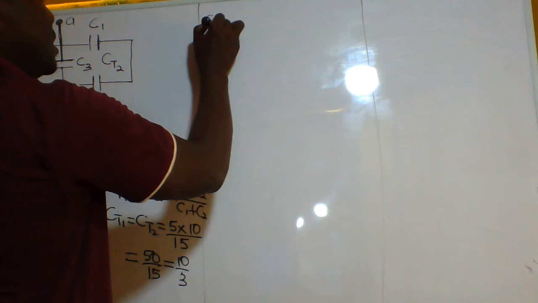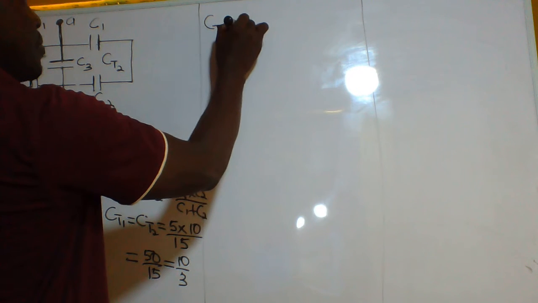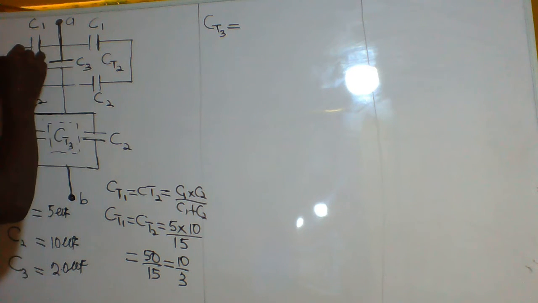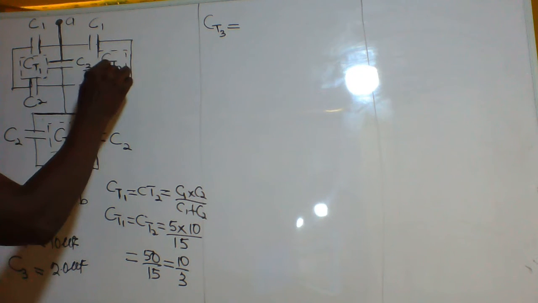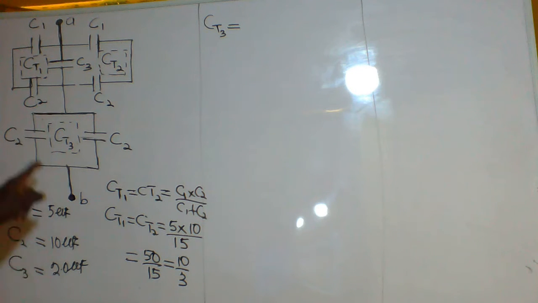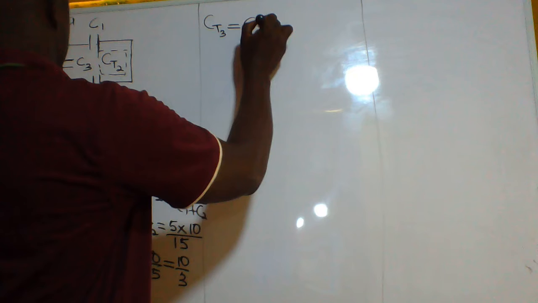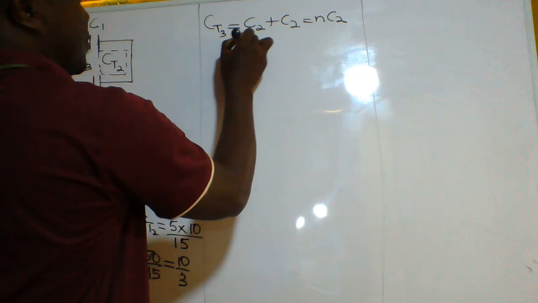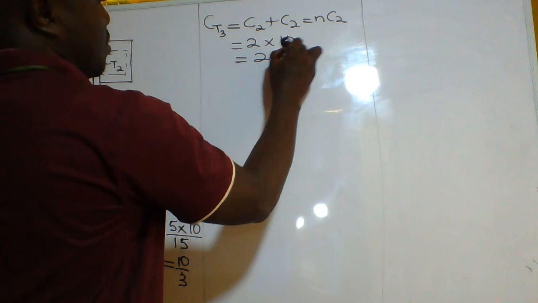Now let's look for CT3. These two are in parallel, so their total capacitance will be C2 plus another C2, so 2C2. So 2 times 10 microfarad, giving us 20 microfarad.